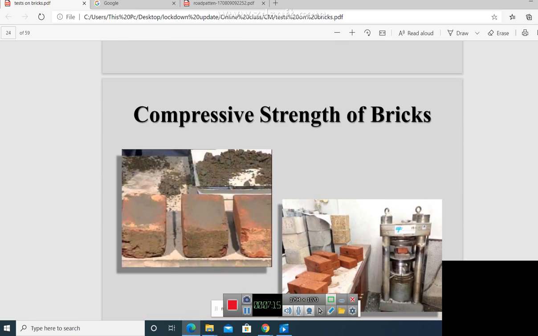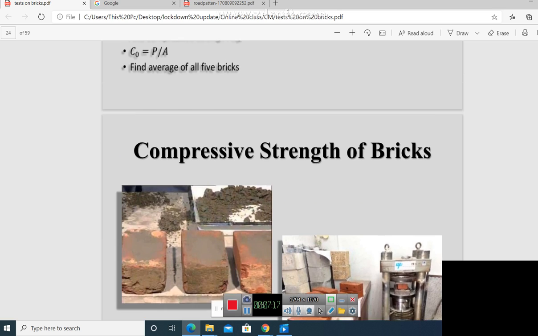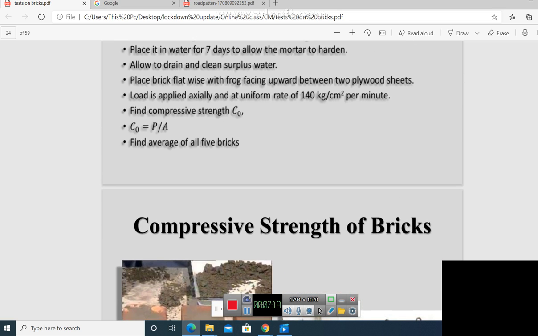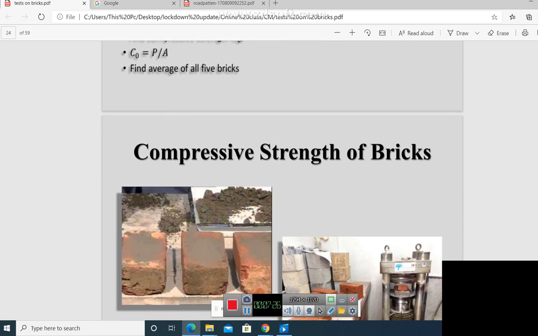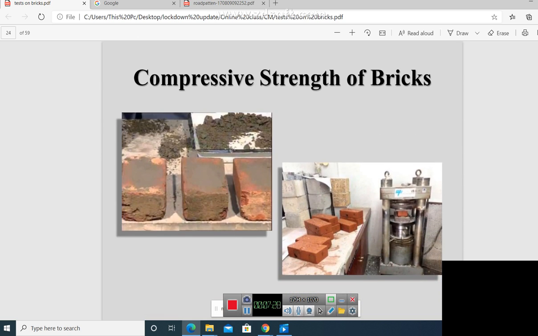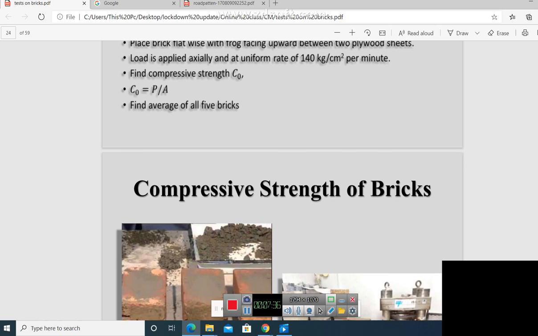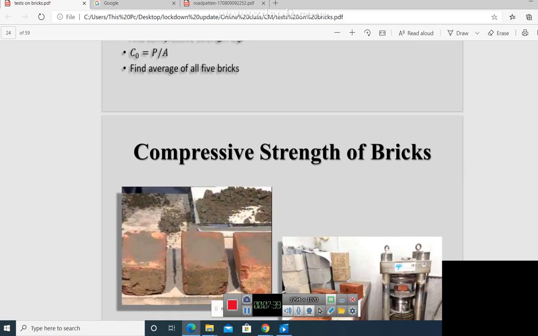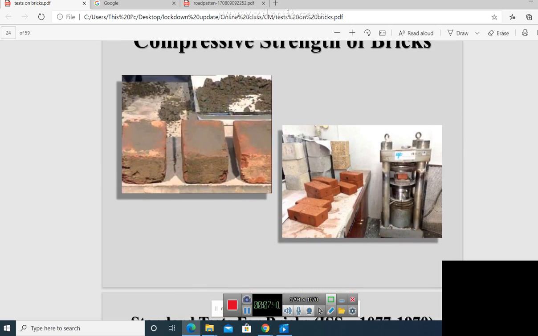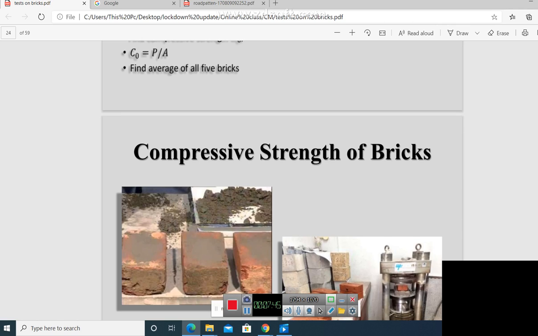Within the compression testing machine, you will be placing the brick between two plywood sheets. The brick is placed in such a way that the frog will be facing upward. Now you will be applying a compressive load, and you will be noting down the load at which the brick specimen is failing. That load, P, divided by the area of the brick surface will give you the compressive strength.